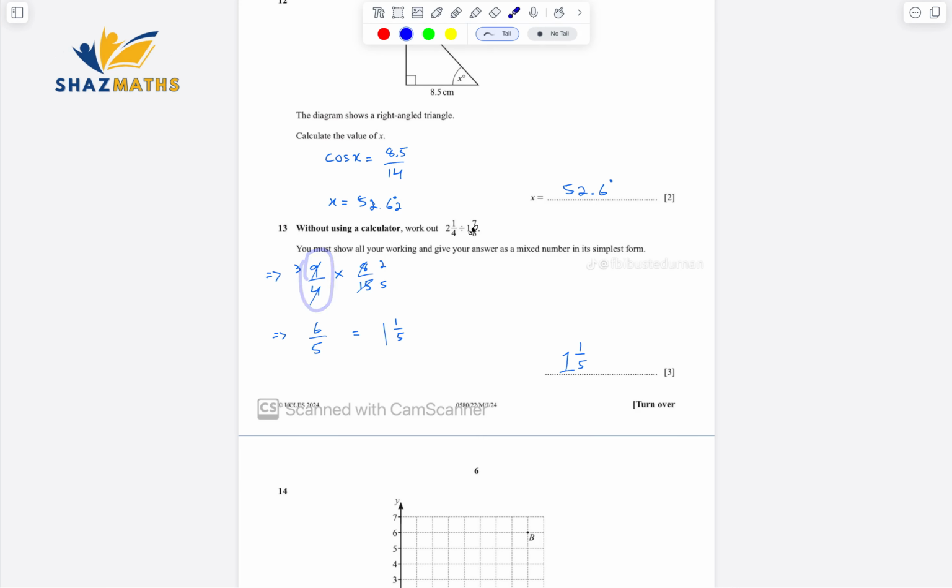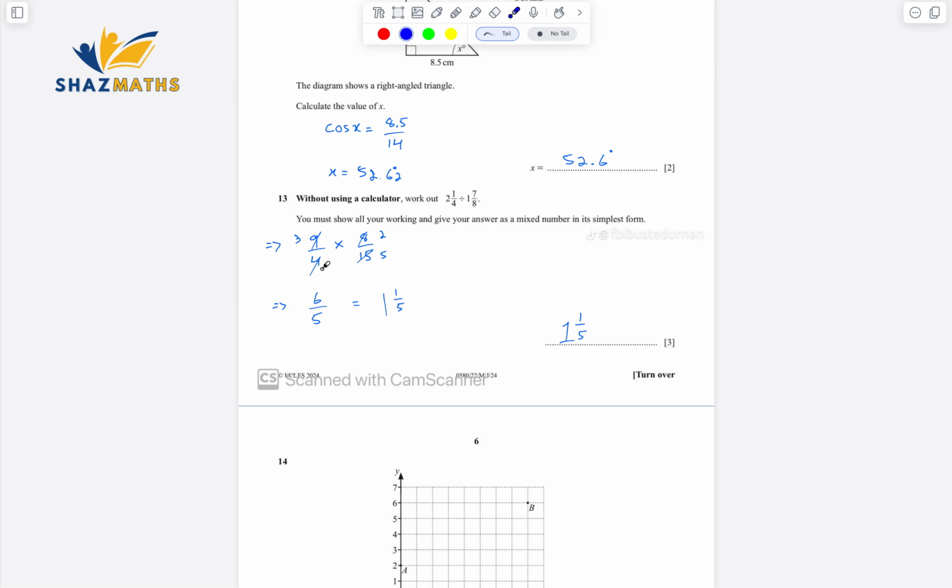So 8 over 15. I'm gonna show my working. This cancels out, times 2, and this goes 3 times 3 is 9, 3 times 5 is 15. So this would become 6 over 5, and that is 1 whole 1 by 5. Give me an answer as a mixed number in its simplest form. Okay, so that's the final answer. So 1 whole 1 over 5.